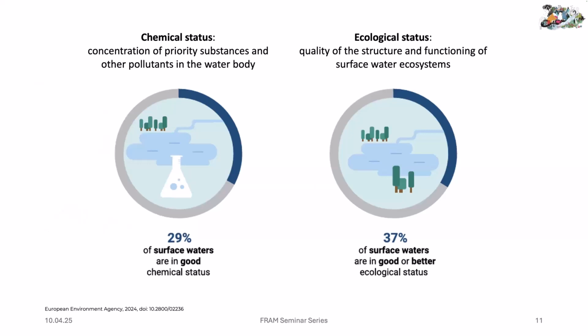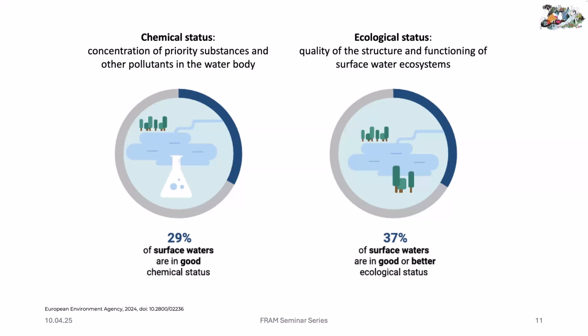Unfortunately, around 29% of the surface waters are in a good chemical status in the European Union, and about 37% are in a good or better ecological status. However, it is important to highlight that the ecological status is based on certain selected biological quality elements like phytoplankton, macrophytes, phytobenthos, benthic invertebrates, and fish, overlooking certain relevant groups of organisms.